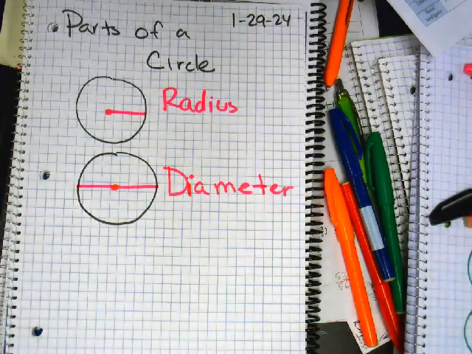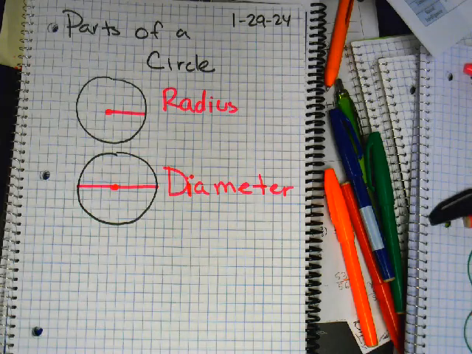Now, these two are the parts of the circle that you will learn in 7th grade. There are other parts of the circle that you'll learn later on. I'm not sure if in 8th grade or in high school, but you won't learn it in 7th grade. These two are the parts that I need you to know, radius and diameter.